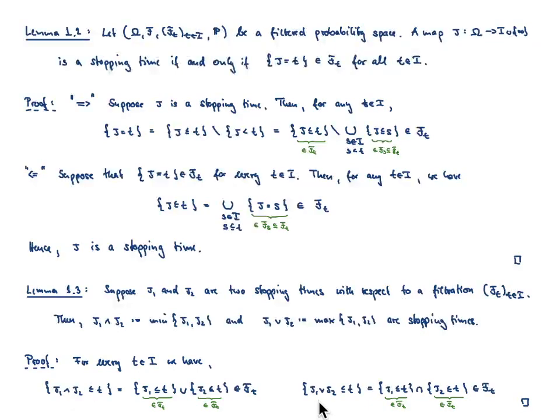On the other hand, if you consider the maximum of two stopping times, the event that the maximum of two stopping times is less than or equal to t simply means that both stopping times have to be less than or equal to t, meaning that we can also write that as the event that tau1 is less than or equal to t intersected with the event that tau2 is less than or equal to t. By assumption, tau1 and tau2 are stopping times, so this event is contained in Ft. This event is contained in Ft, and the intersection of two events from Ft is again in Ft. Hence, we have proven that also the maximum of two stopping times is a stopping time.